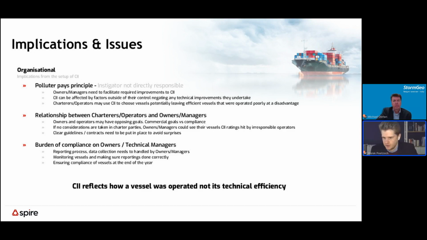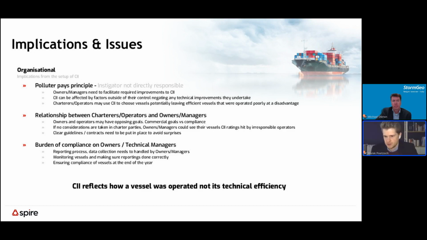And then lastly, the burden of compliance, as mentioned in the first point as well, is on the side of the owner's technical managers. So that means in many cases that they obviously have to make sure that the reporting process, the data collection needs, and the correctness of the data reported by ships is handled properly. And that creates obviously some overhead for some of the owners or managers, to even have all these processes in place, and potentially even might need more people to take care of those processes that they maybe didn't need before, at least before EU MRV and IMO DCS.